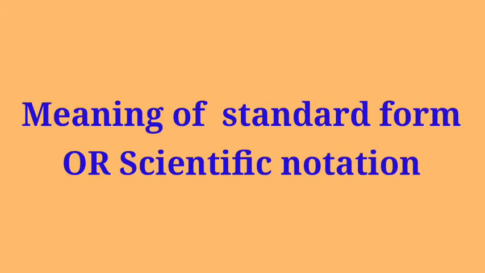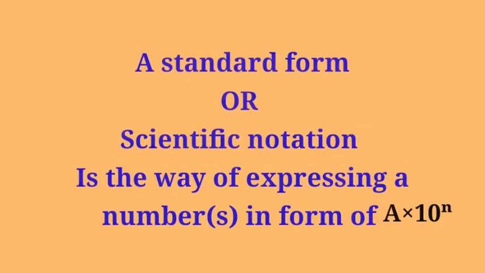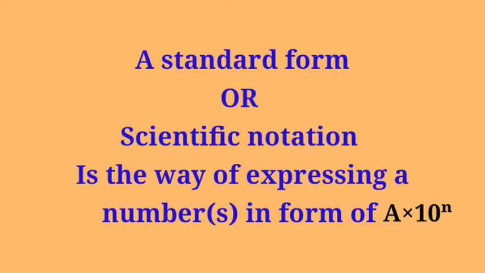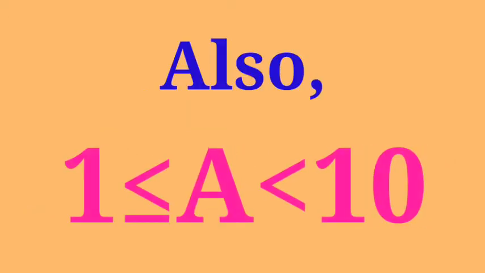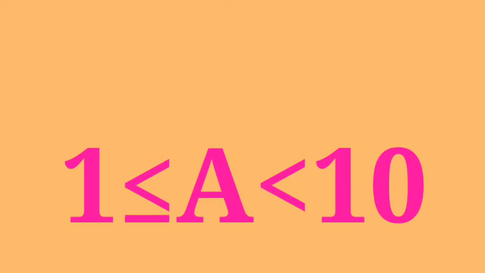Let us start with the meaning of standard form. What is a standard form? A standard form or scientific notation is a way of expressing numbers in the form of a times 10 raised to exponent n, whereby n is any integer. It means that n can be 0, positive or negative. Also, 1 is less than or equal to a, and a is less than 10. It means that the value of a may be from 1 up to a number which is less than 10.